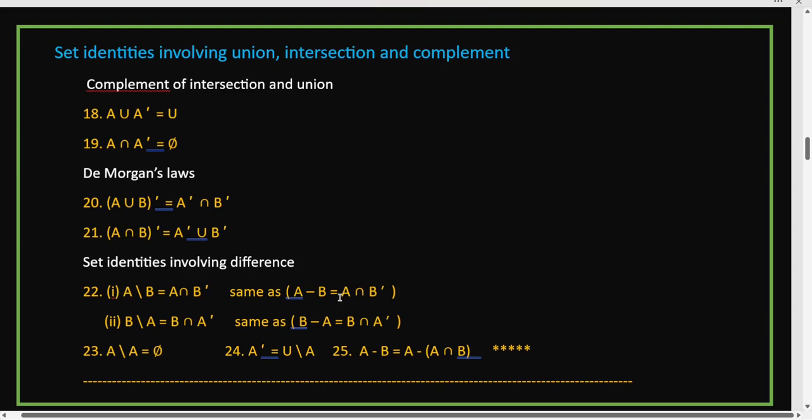Same as A minus B, A intersection B complement. Similarly, this. And A minus A equals the null set, A complement is U minus A. That means U minus A is A complement. A minus B equals, this is a tricky relation. You can use a Venn diagram, you can easily get it. A minus B equals A minus A intersection B.